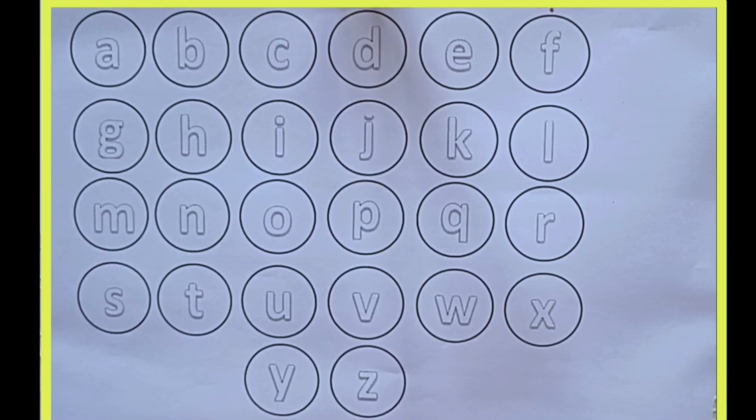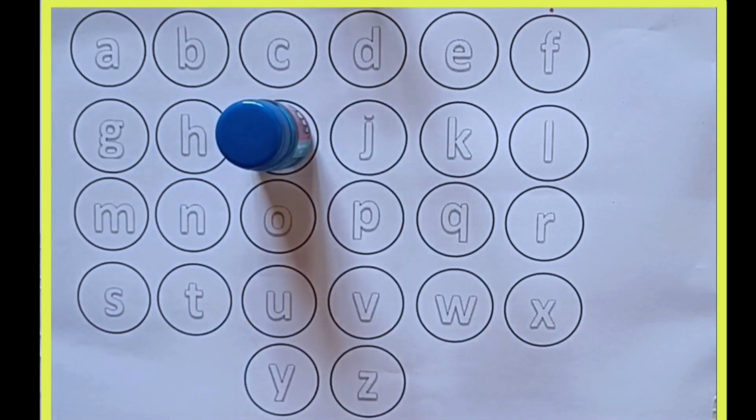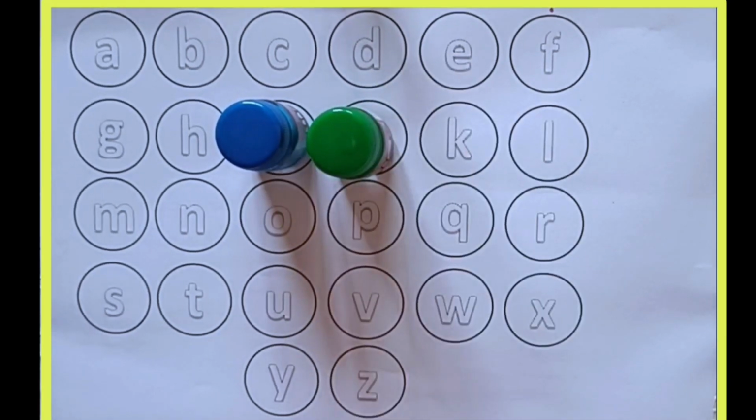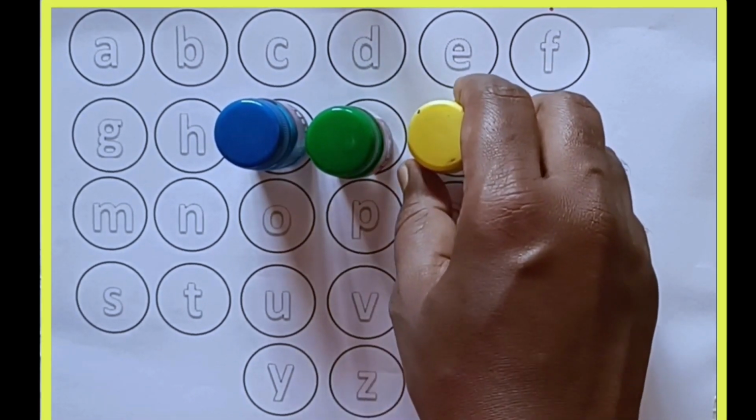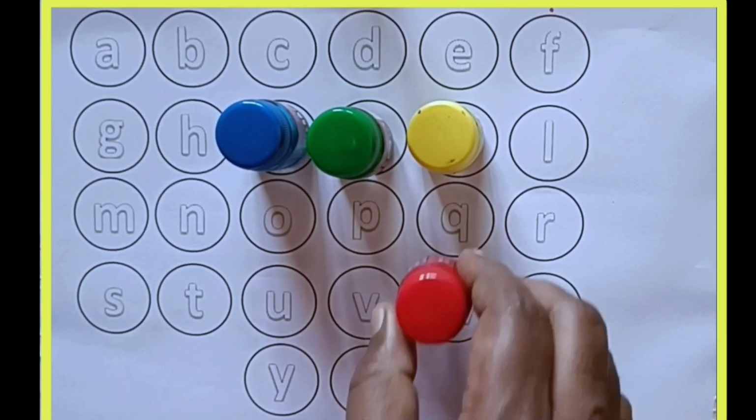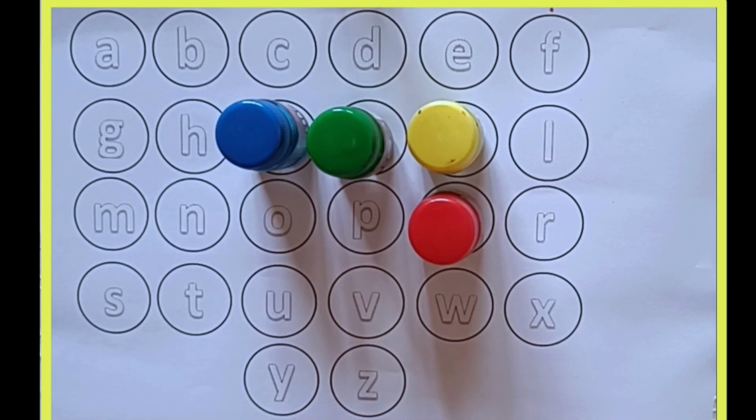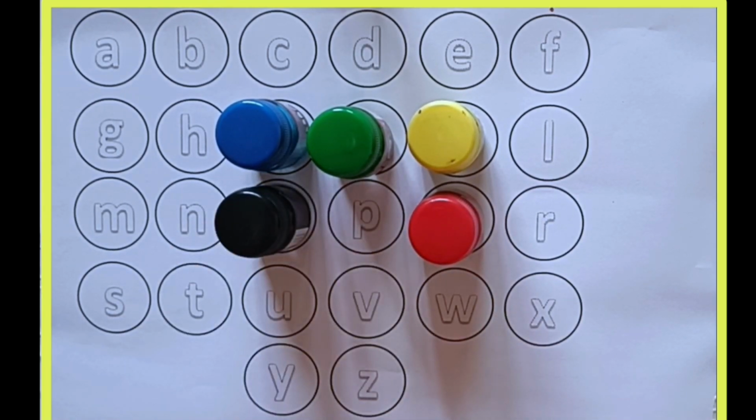Kids, today we are going to learn alphabets in lowercase A to Z. So let's begin with color names. Blue color, green color, yellow color, red color, black color.